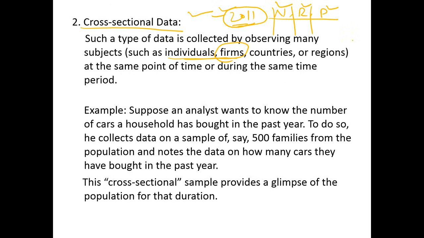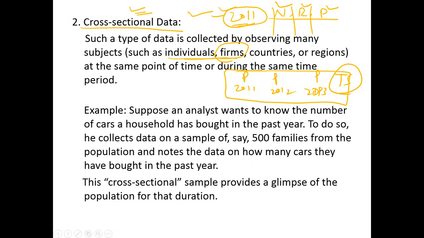Whereas in time series, you have one variable and multiple time periods. If you take only profit in 2011, profit in 2012, profit in 2013, then you call this time series data. So this is how time series data is different from cross-section data. We use multivariate statistics or regression in cross-sectional data, whereas in time series data you will use univariate time series modeling.